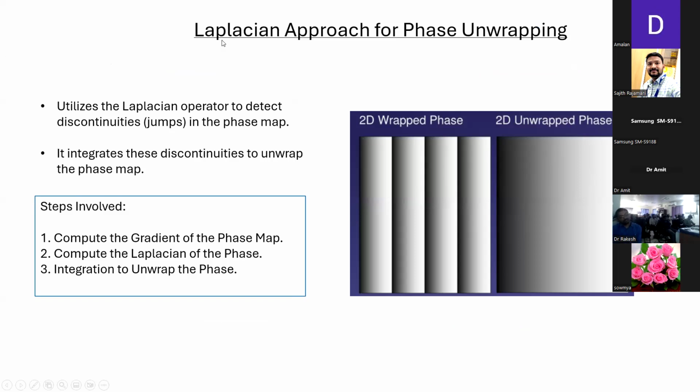This method uses a Laplacian operator in order to detect these discontinuities, or the jumps, in the phase map. Then it will estimate the jumps and integrate them to unwrap the phase map. Here we can see the wrapped phase and the 2D unwrapped phase. So what are the steps involved? The first step is to compute the gradient of the phase map. After that, we need to compute the Laplacian of the phase. The third step is to integrate these two things to unwrap the phase.